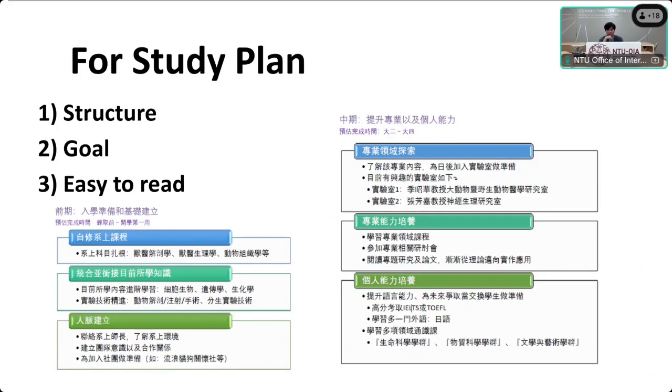For the study plan, sometimes I saw some of my Malaysian friends write a really long essay about how their first year, second year, third year, fourth year will go. I would say it's better for you to design a bit of structure and make sure you are clear on your goal, and again, easy to read. In my case, I tried to summarize it into three parts of my life at NTU. I call it the early stage, the mid-term stage, and the late stage. I tried to fit everything into these three parts and tell them what I'm planning to do. It's much easier and I'm much clearer about my goals.